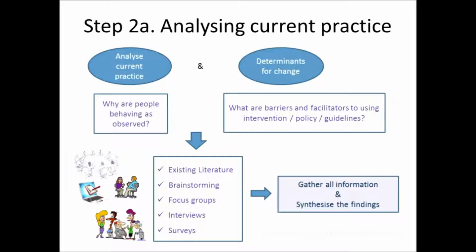You would definitely want to be brainstorming with your stakeholder group to engage in the initial whys. And then you may choose to use focus groups or interviews to kind of explore those issues further. And you may also choose to use a survey method to get a wider perspective of what the priority barriers might be. Once you have all that information, you need to synthesize the findings.